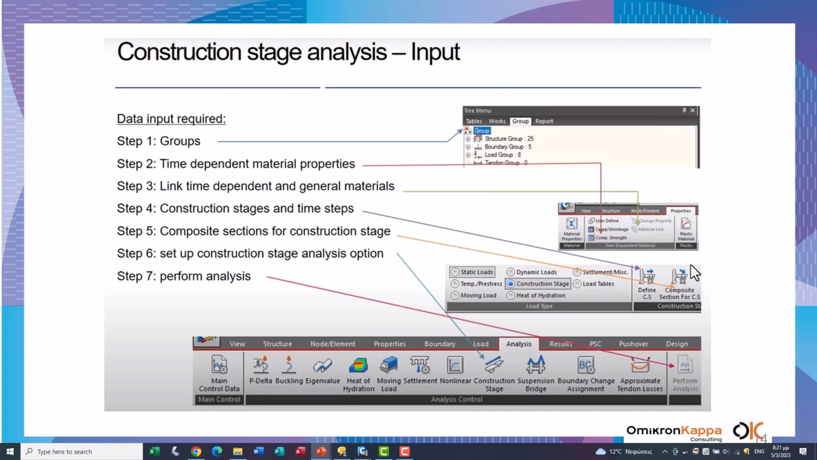Also, except from the wizard, we can do it manually in construction stage analysis, where we first assign each element into groups, make the time-dependent material properties, and link them according to the code that we're going to use. We do construction stages and time steps, apply the composite section for construction stage, set up the construction stage analysis option, and then run the analysis.